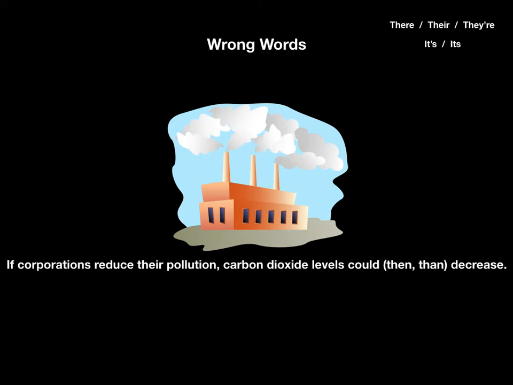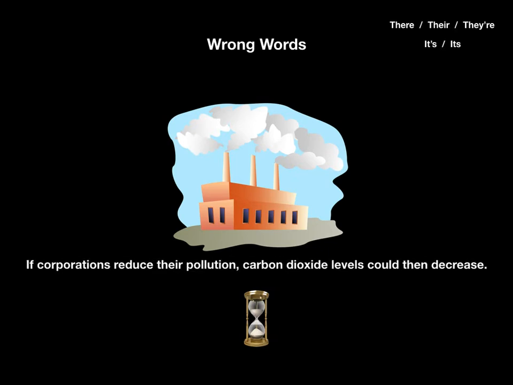When examining this use of then, we need to decide whether it is referring to time or whether it is referring to a comparison. Since carbon dioxide levels would drop after corporations reduce their pollution, here we are referring to time. Since we are referring to time, we need to use then with an e. If corporations reduce their pollution, carbon dioxide levels could then decrease. Let's take a look at another example.